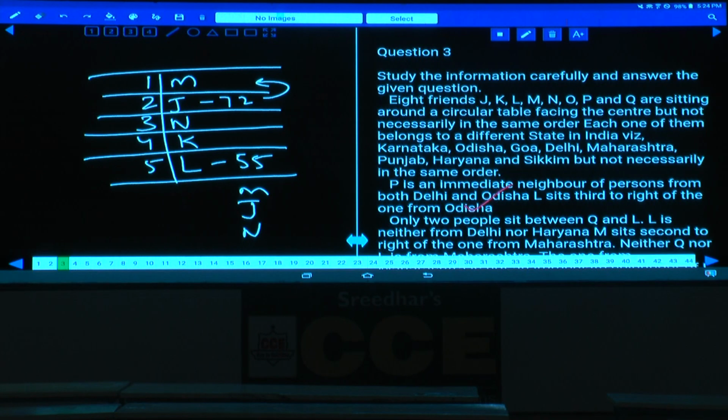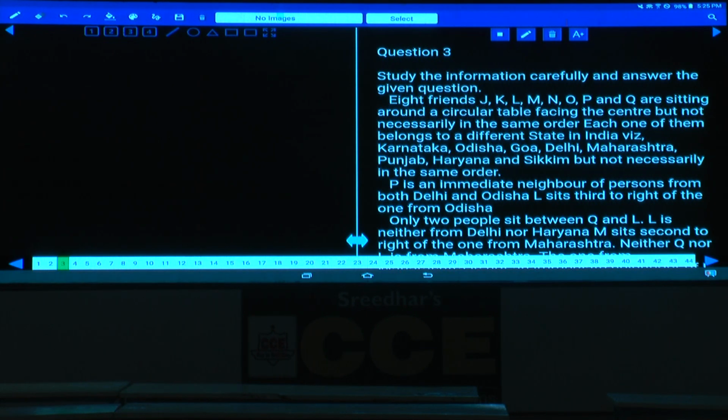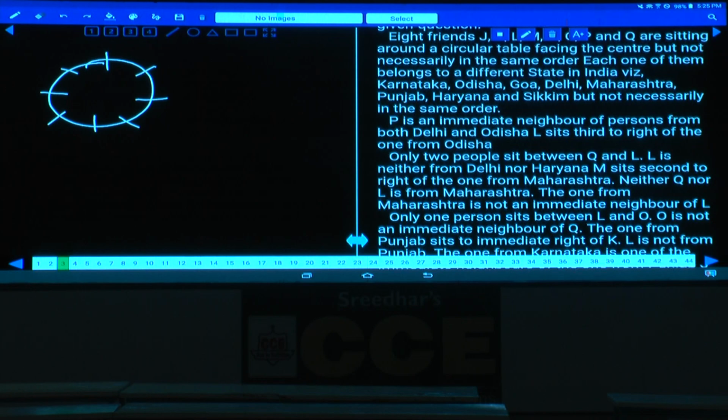Then question number 3. Now in this question number 3 onwards, 8 friends J, K, L, M, N, O, P, Q are seated around a circular table facing the center. Now clearly given all these persons are facing towards the center. How many persons are there? 8 persons seated around a circular table, and each one of them belongs to a different state.